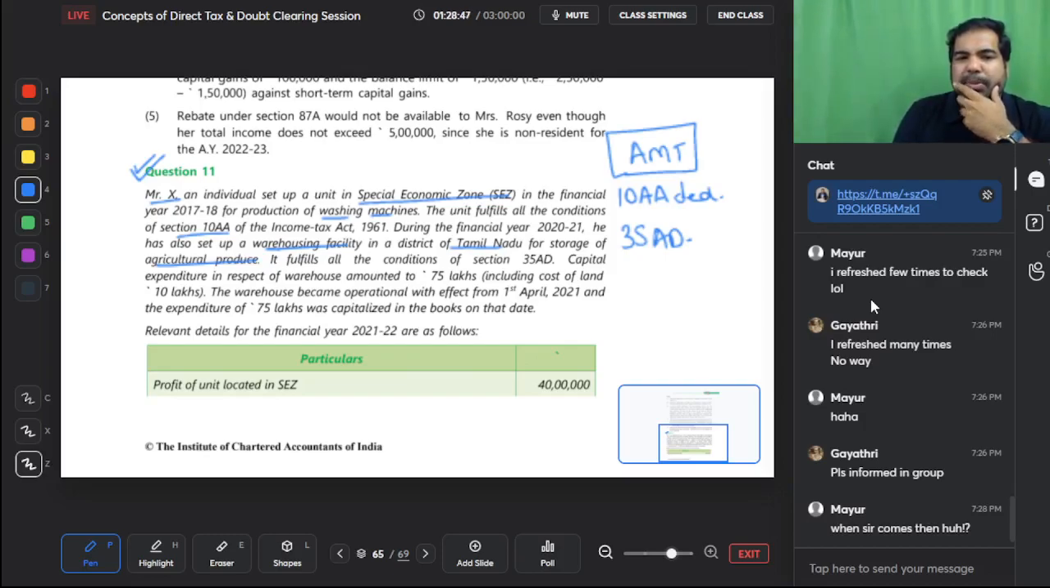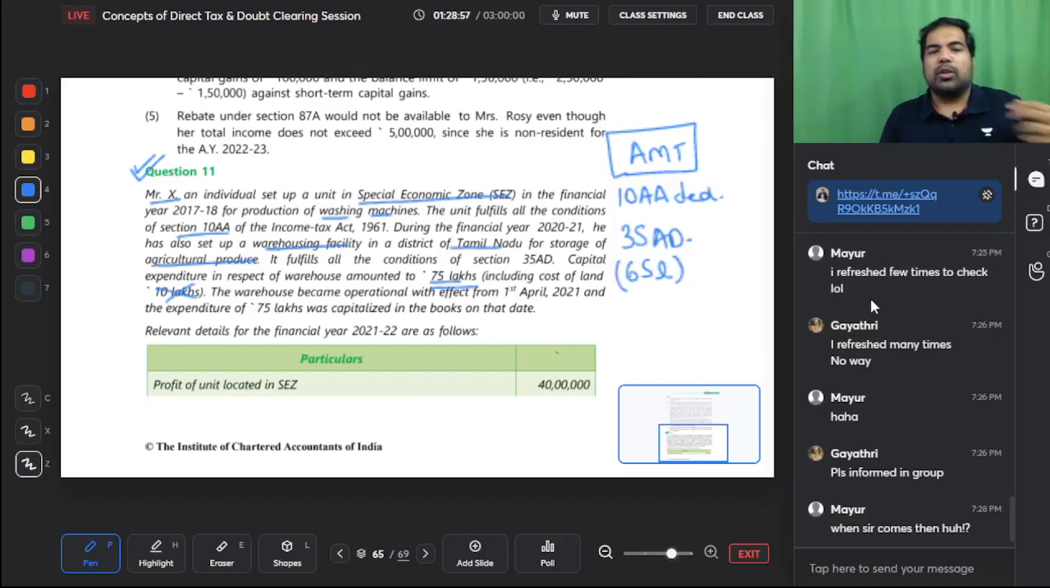Capital expenditure in respect of warehouse amounted to 75 lakhs, including cost of land. Cost of land you don't get deduction, but otherwise you'll get a deduction for 65 lakhs. The warehouse became operational with effect from 1st April 2021, and the expenditure of 75 lakhs was capitalized in the books on that date.